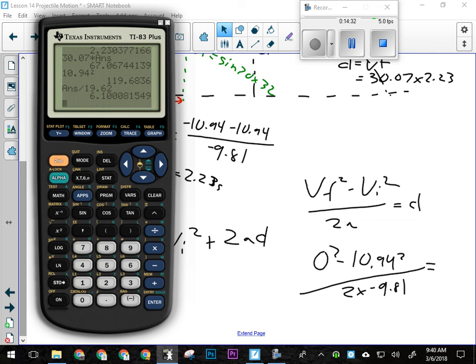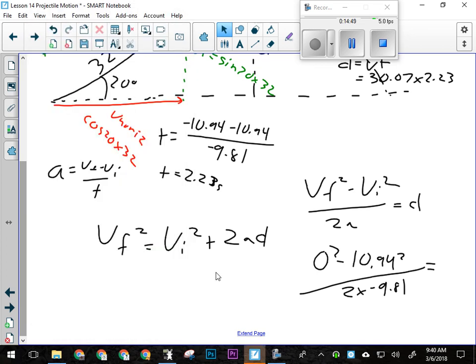All right, so it reaches a height of 6.1 meters. Roughly the equivalent of dropping a car off the top of the gym. So pretty high. It's a long way to fall. So our maximum height is going to be 6.1 meters. Everybody all right with how that one works?